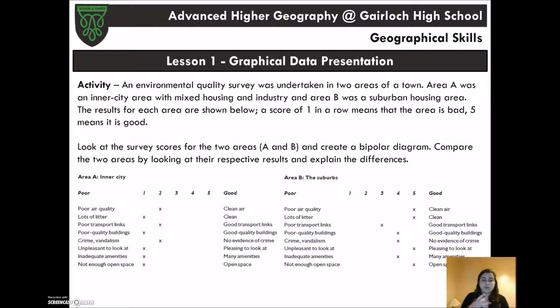What I want you to do is to look at the scores for the 2 areas and create your own bipolar diagram. Then we need some text to accompany that, similar to what we had in the last slide, to compare the 2 areas by looking at their respective results and explaining the differences.